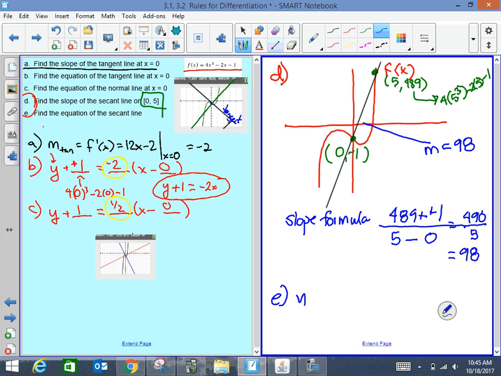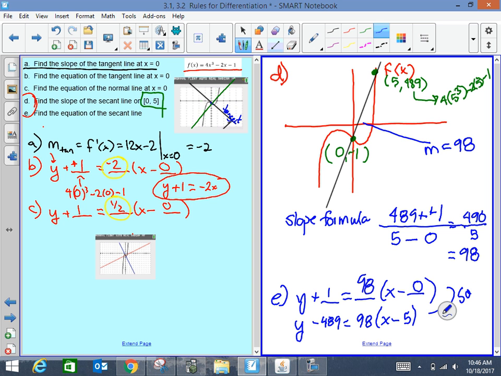Now we're ready for the equation. So for E, y minus blank equals slope times x minus blank. Okay, 98 goes there. We can either put 0, negative 1 in here, or the same line would be y minus 489 equals 98 times x minus 5. This is the same line. If you don't believe it, put it in your calculator and see. Neither one's better than the other.